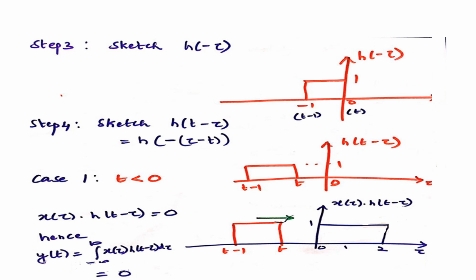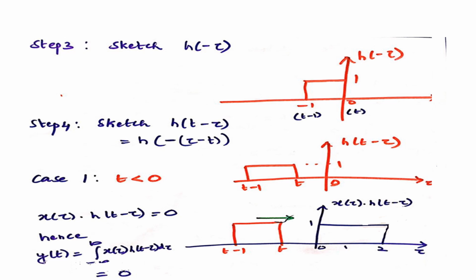And that is the reason y of t is equal to the integral from minus infinity to plus infinity of x of tau h of t minus tau d tau becomes 0, as we don't see any product which exists between these two signals, in which case t is less than 0. This edge is still on the negative side, so we don't see any overlap or any product. Fixing the edges is a very important thing.